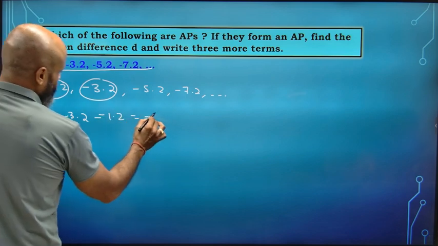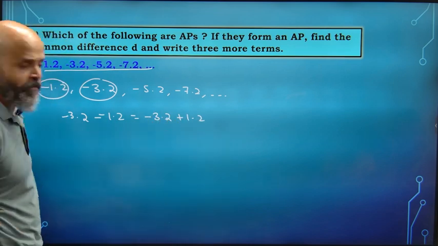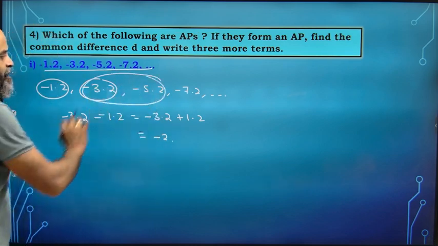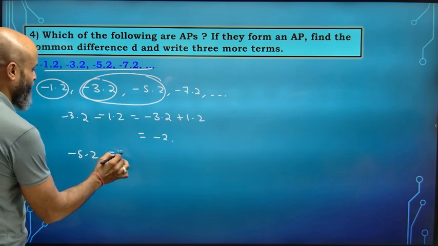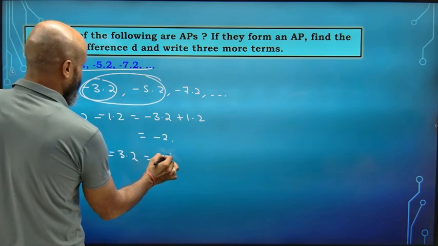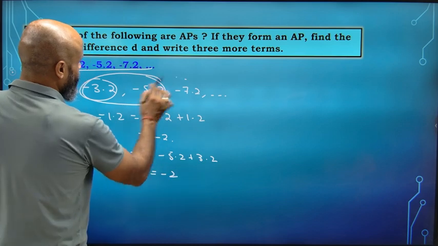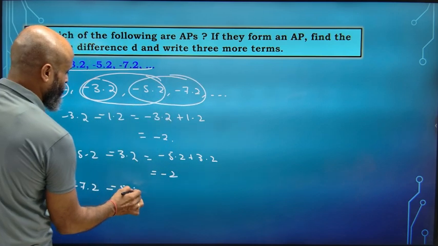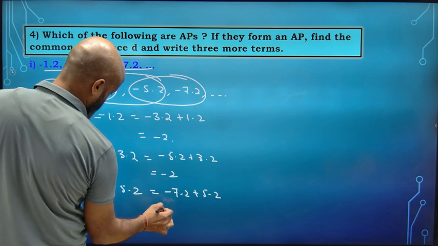So common difference will be minus 3.2 minus 1.2, that is how much? Minus 3.2 plus 1.2, that is how much? Minus 2. Okay, let's say in this one, minus 5.2 minus 3.2, so that is minus 5.2 plus 3.2, that is again minus 2. Again we have minus 7.2 minus 5.2, so minus 7.2 plus 5.2, that gives you minus 2.